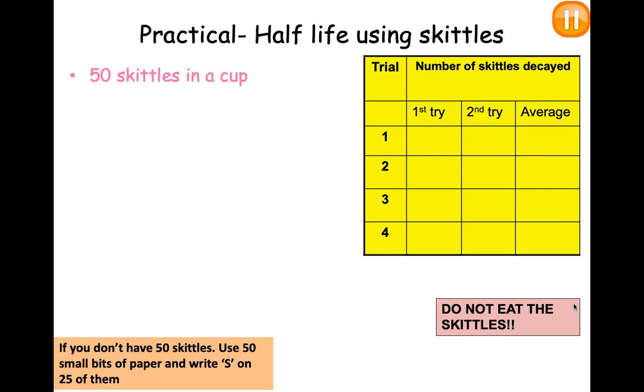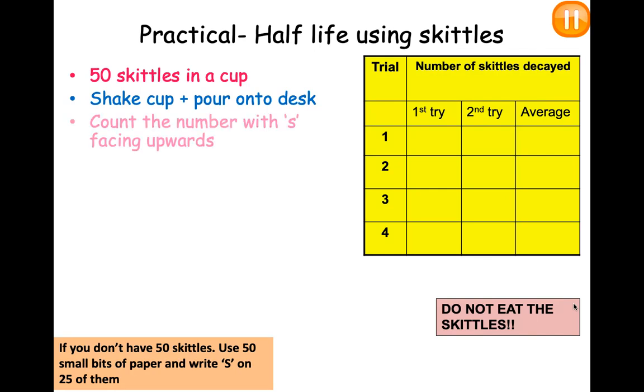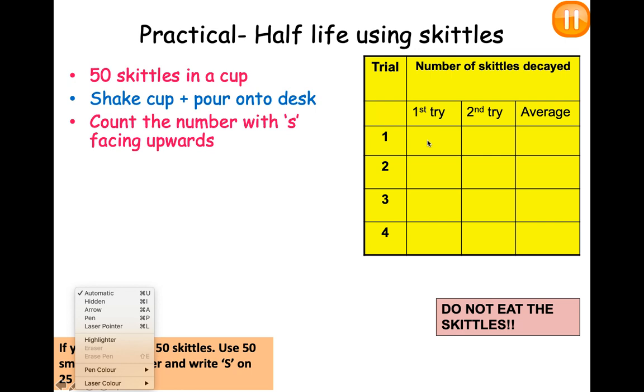You're going to need some kind of cup to put the Skittles or paper in so that you can shake them up. Just an ordinary cup, with the 50 tiny pieces of paper in it, 25 of which have the letter S on them. Shake the cup and pour it out onto a surface. Now count the number of Skittles or pieces of paper with the letter S facing upwards, and write that in your table.